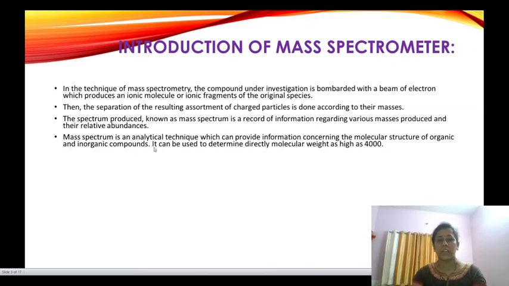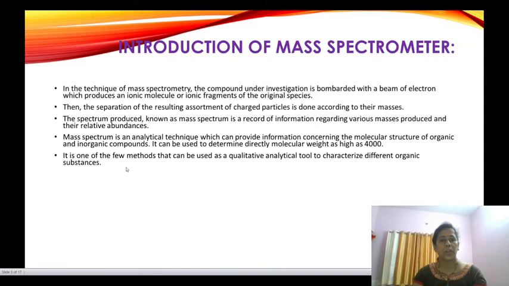Thus, mass spectroscopy is an analytical technique which can provide information concerning the molecular structure of organic and inorganic compounds. This is one of the applications of mass spectroscopy. Also, it can be used to directly determine molecular weight as high as 4000.